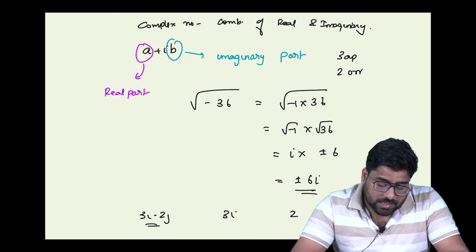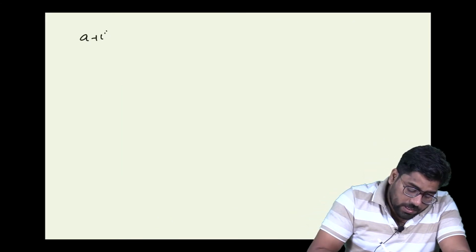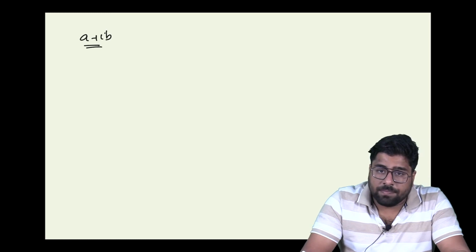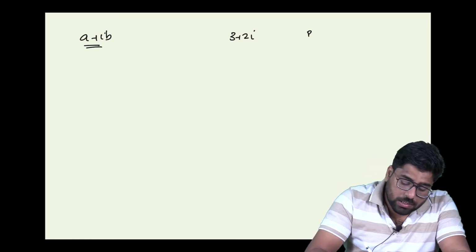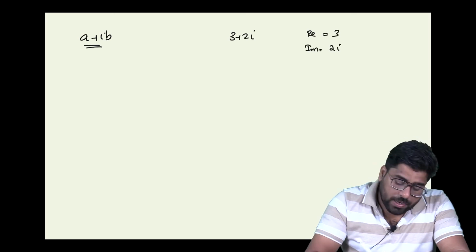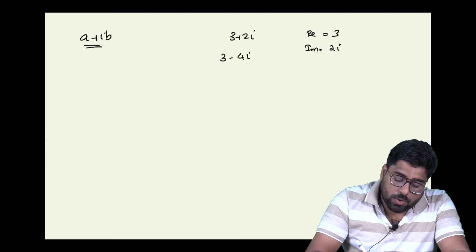Fine. So for example, this is the general form, I generally write it as a plus ib. Alright, so if I write 3 plus 2i, what is the real part of this thing? Real part is 3 and imaginary part is 2i. When I write it to be 3 minus 4i, what is my real part?